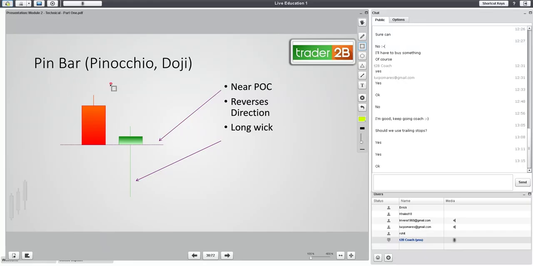So pin bar. So pin bars and dojis. Here we are. So near the POC, we have a reverse in the direction and a long wick. So right here we can see something like this. This usually kills me when I see something like this because you typically have what is referred to as a point of control, which we will discuss in market profile. And this is usually a level that's being respected, and you have a lot of action taking place here.